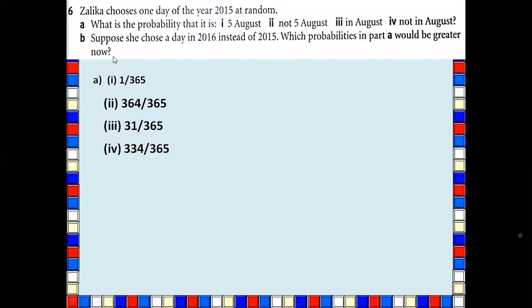Now look, in part B, they say, suppose she chose a day in 2016 instead of 2015. Which probabilities in part A would be greater now? Which one is going to be changed? What do you think, Yara?